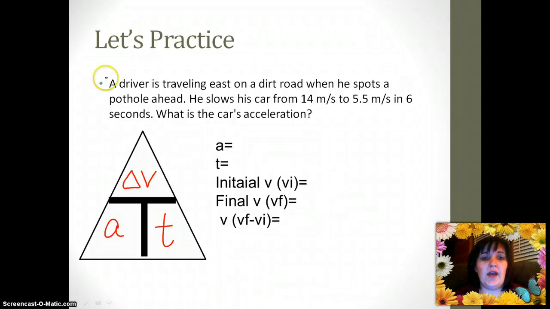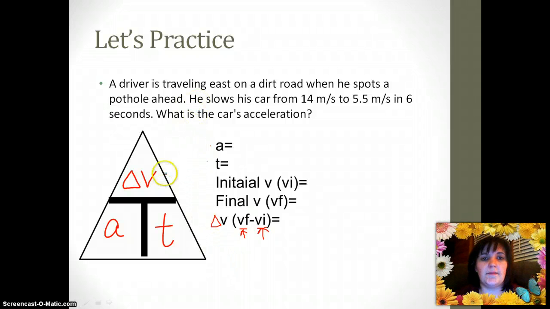So I want to pick out all my variables, and for acceleration I'm going to have acceleration, time, and my delta v, or my change in velocity. To find my change in velocity, I need to have the final velocity minus initial velocity. So our velocity at the end minus the velocity we started with.